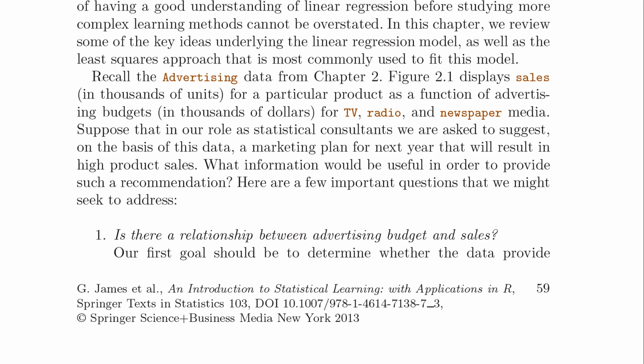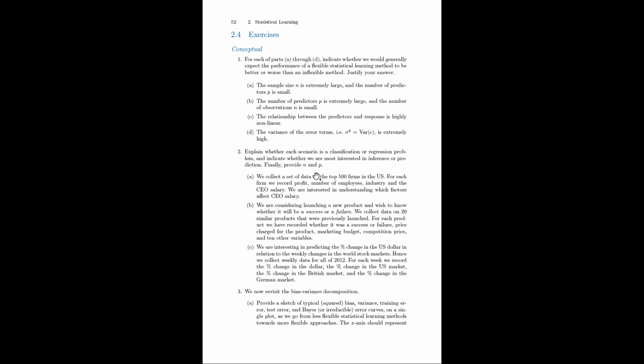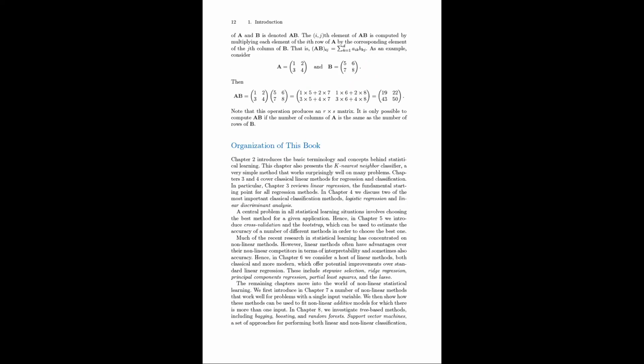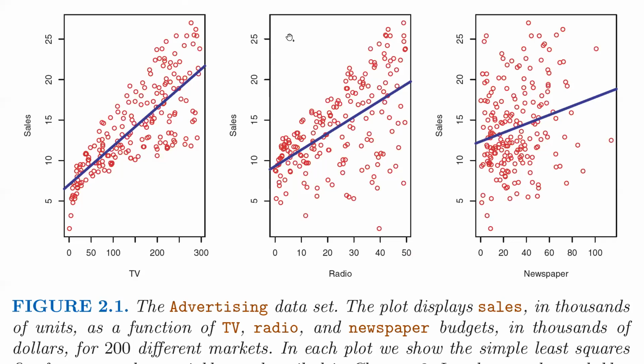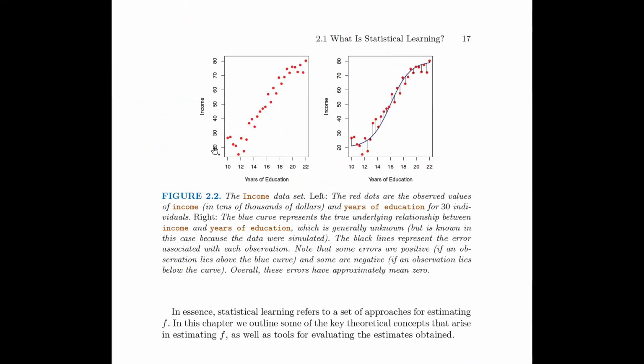Recall the advertising data from chapter 2. Figure 2.1 displays sales in thousands of units for a particular product as a function of advertising budgets in thousands of dollars for TV, radio, and newspaper media. We are referring to these three charts over here. The blue, well, that's our model, and that is a linear regression model. We are trying to fit a linear relationship between the units of sales against TV budget, radio advertising budget, and, actually it's newspaper advertising budget.